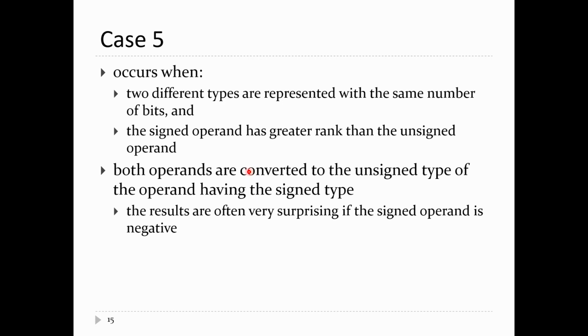Okay, case 5 occurs when all the other cases don't apply. So when can this occur? You have two types that are represented with the same number of bits, and the signed operand has greater rank than the unsigned operand. This is a little bit unusual, but we'll see an example of this shortly. What happens here is that both operands are converted to the unsigned type again. And again, if your signed number happens to be negative, you're going to get a very weird result.